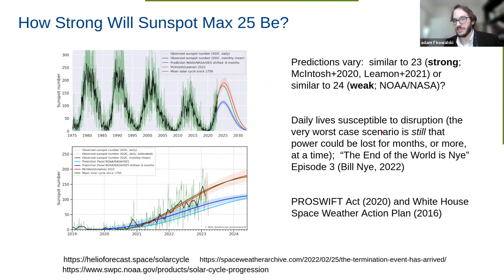Unfortunately, our daily lives are still susceptible to an extreme event on the sun. And the worst case scenario is still that certain regions of the globe or country can lose power for a very long period of time. And we really, really don't want to be alarmist about these types of things, so we're really measured, but the threat is still there. And Bill Nye actually talks about this in his third episode of The End of the World is Nigh, which goes through the worst case scenario. Fortunately, the government is aware of these threats and is apparently acting on them. So for today, we can just sit back and enjoy the physics and observations of solar flares.